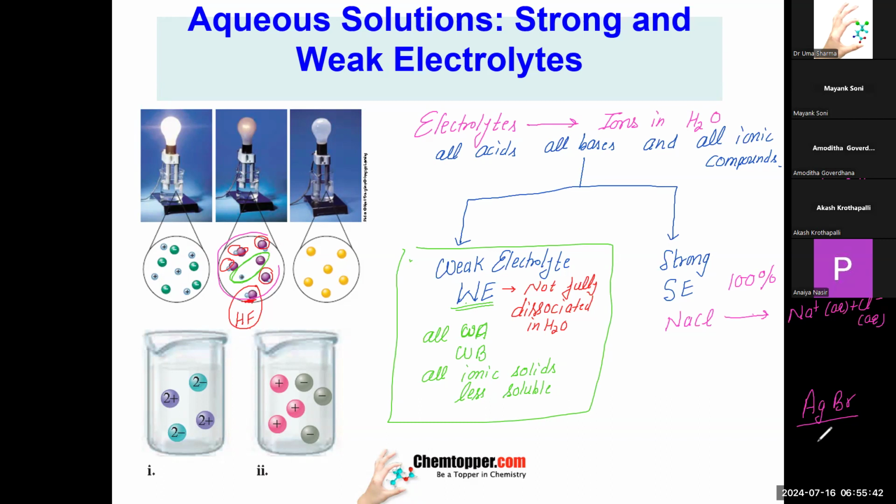Akash, are you checking rule number 2 of the solubility rules? Yes, children.